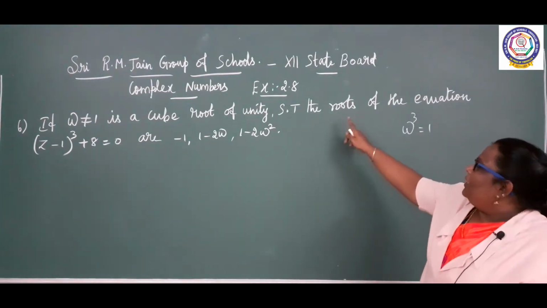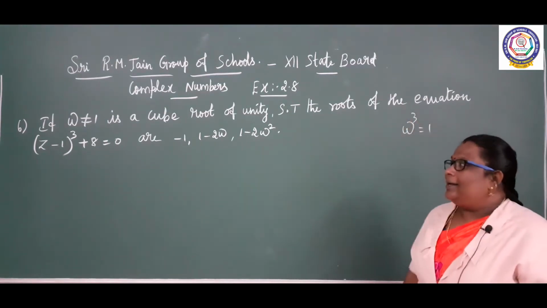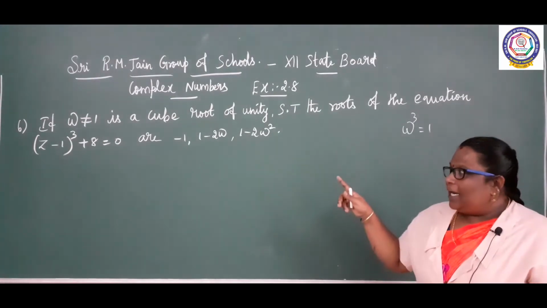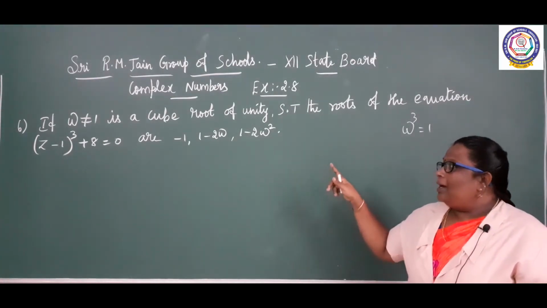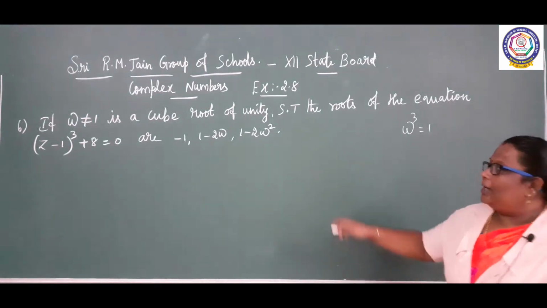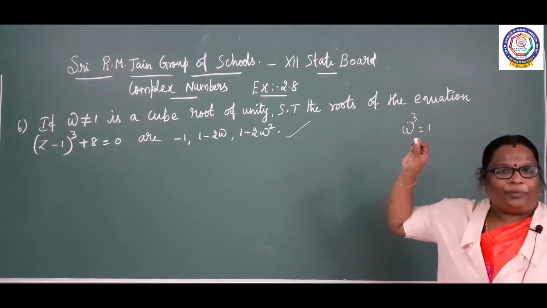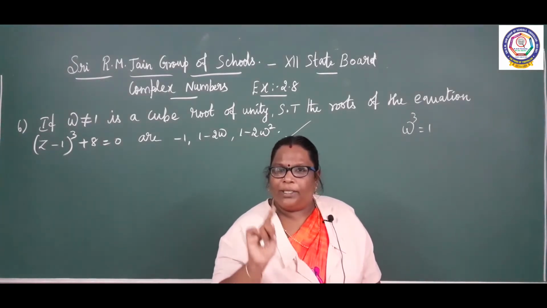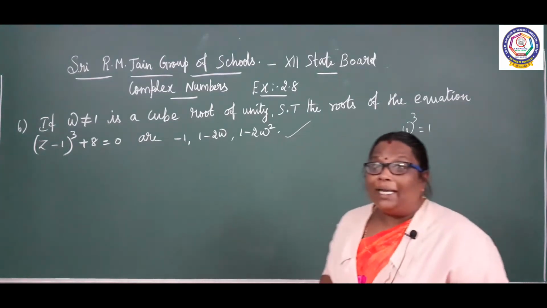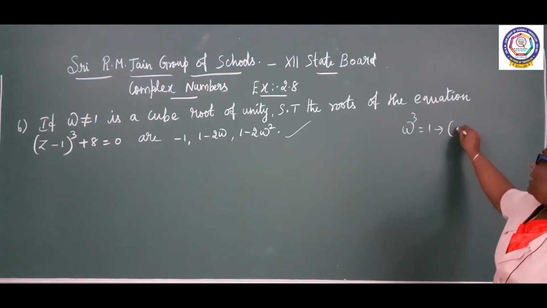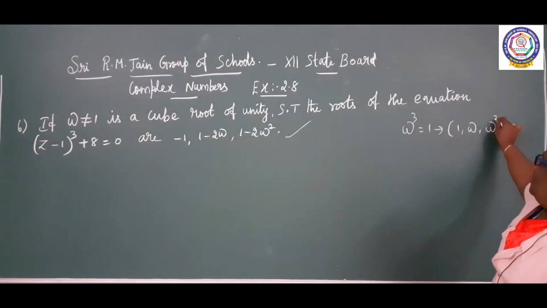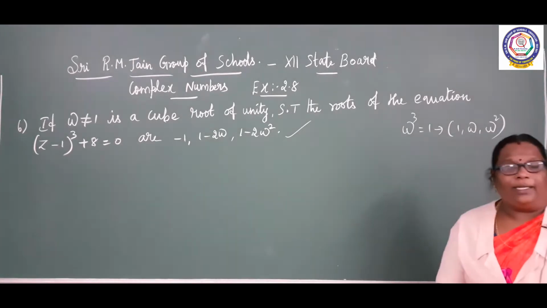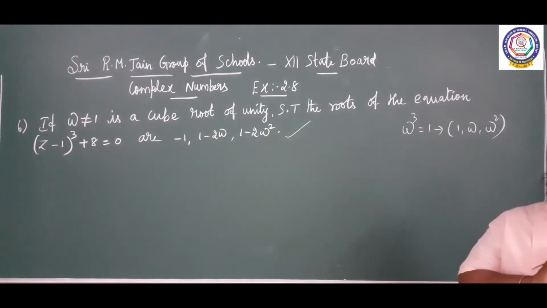Show that the roots of the equation (z minus 1) the whole cube plus 8 equal to 0 are minus 1, 1 minus 2 omega, 1 minus 2 omega square. We have to prove this. See, what is the value of 1? You know very well, 1 plus omega plus omega square equal to 0. By replacing this, we can write 1 as 1, omega, omega square. It's a complex root of unity.